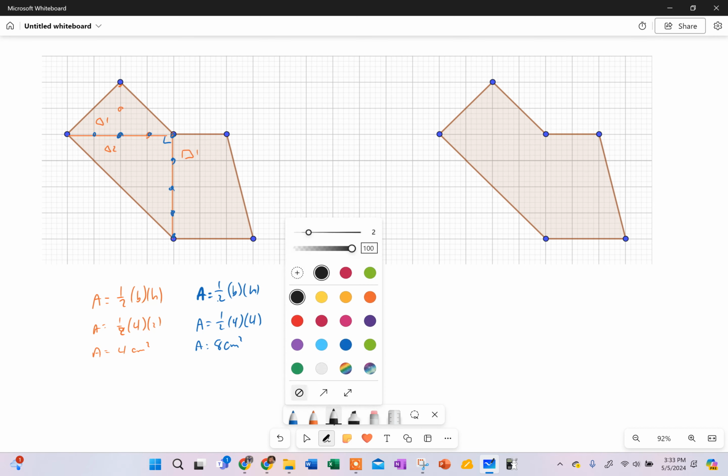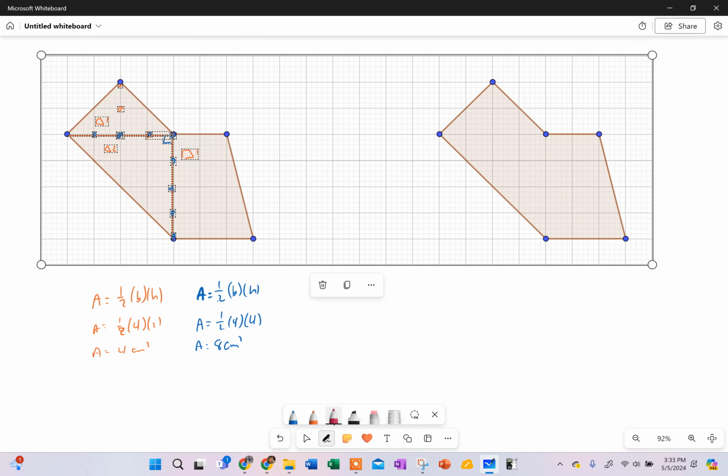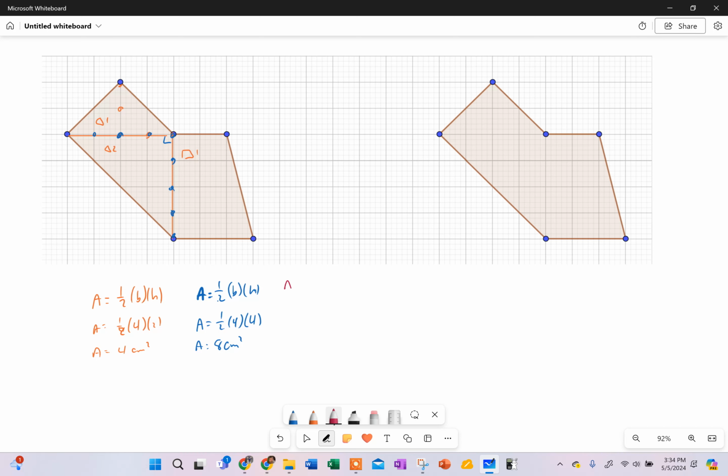And then finally, I'm left with my trapezoid. Now, the area of a trapezoid is 1/2 (B1 plus B2) times H. B1 is the base 1. B2 is the second base, the two parallel sides. You see this side is parallel to this side. Now I kind of made a mess of that. But that's the story. And then this will be my height.